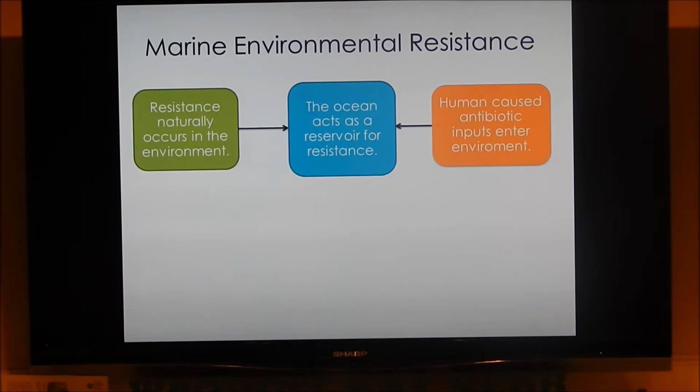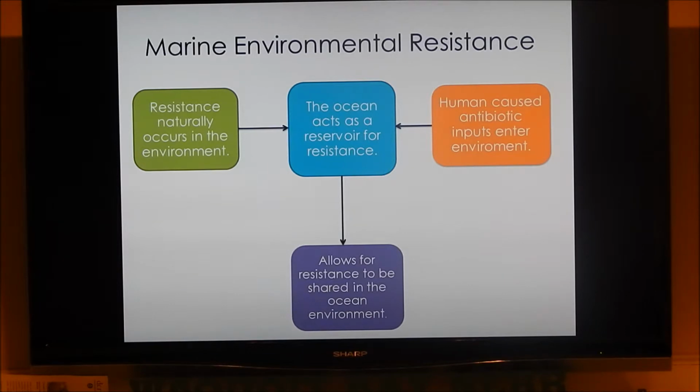And the resistance, as well as pathogenic bacteria, can be coming in through those human-caused inputs. With those 2 inputs together, resistance can be shared in the environment. The regular marine bacteria may or may not have resistance, and these new bacteria coming in, or resistance coming in, can then swap and share in the environment, because you're putting together two things that wouldn't normally be interacting. Does that make sense? I know it can be kind of confusing.